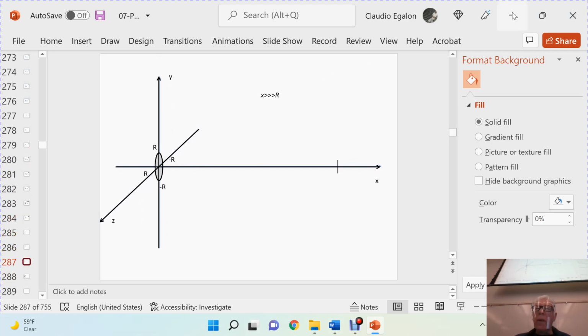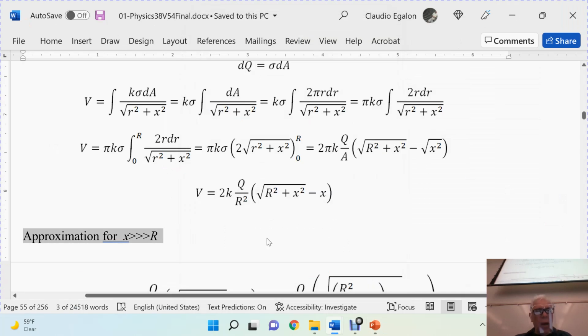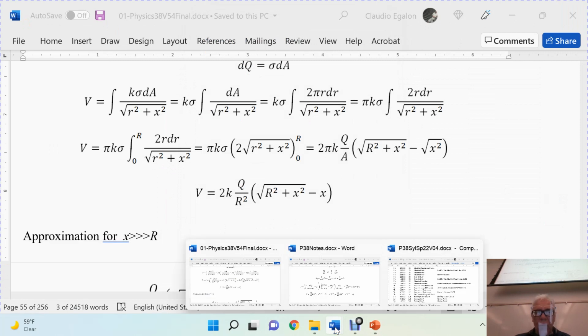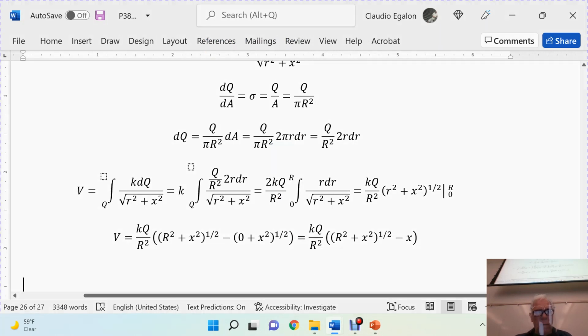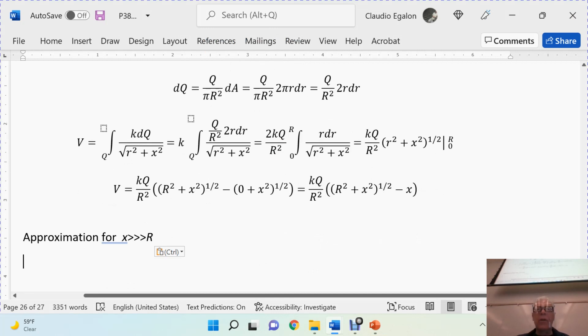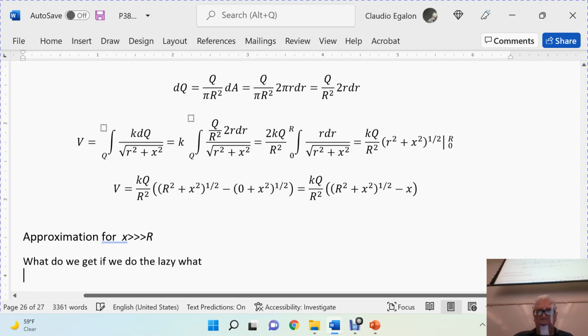Let's do the math. Let's do the math for x much greater than R. As you know, we should get the inverse of the square of the distance. Here you go. Approximation for x much greater than R. Let's see if we can do the lazy way. If we do the lazy way, what do we get?